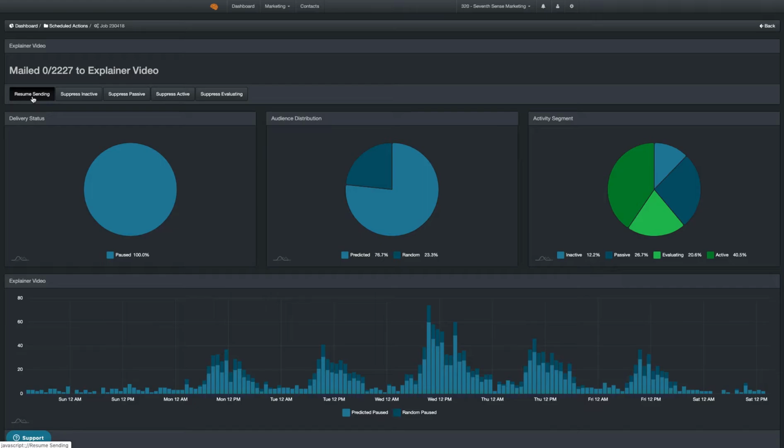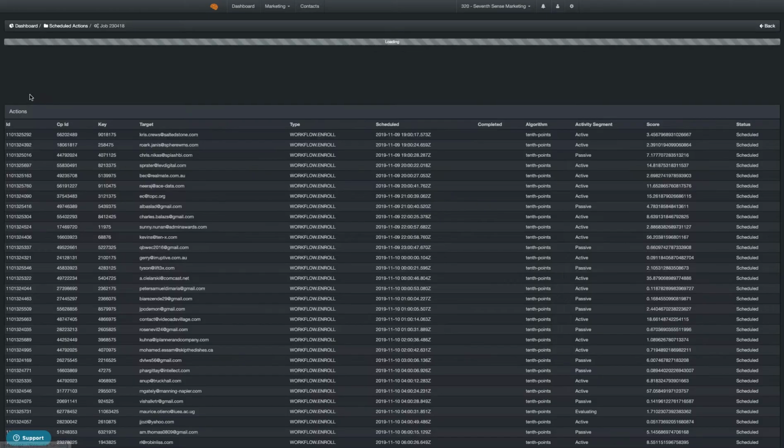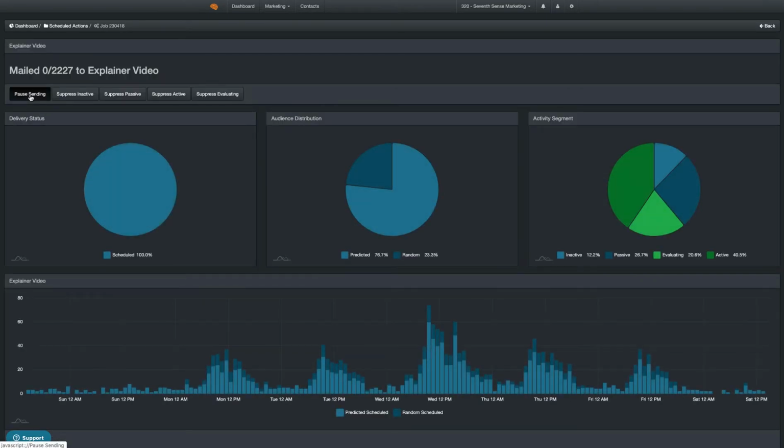Once this is complete, you can simply resume the job and it will pick back up and be on its way. You can even do things like dynamically change subject lines in the middle of a delivery job. The possibilities are really endless.